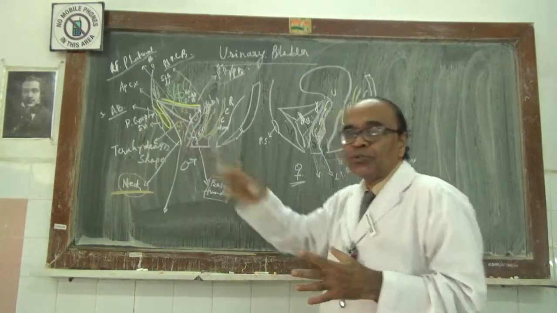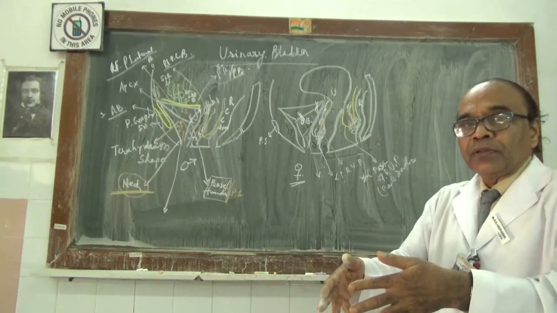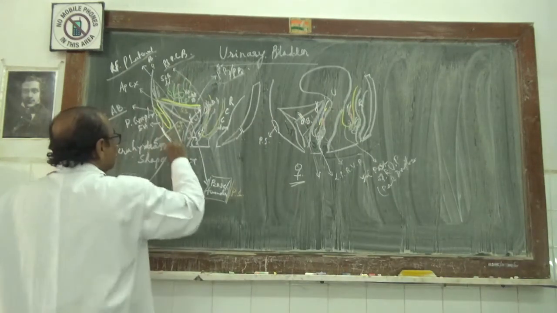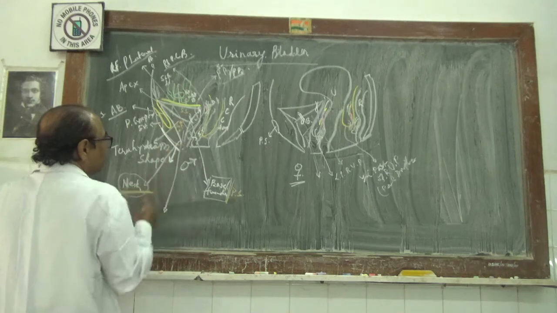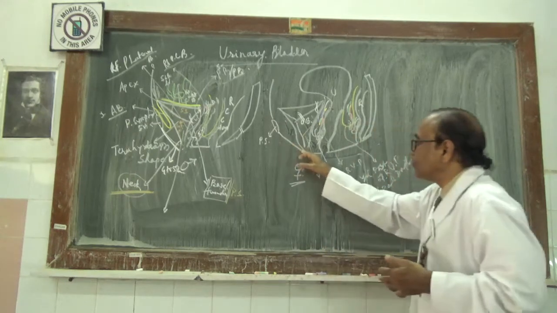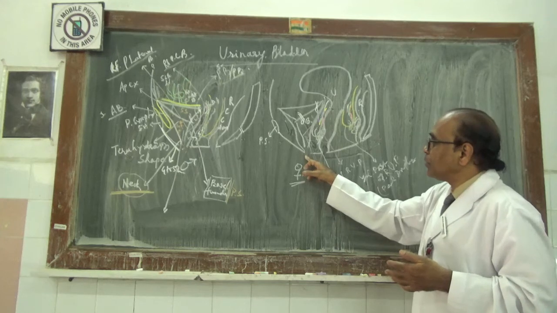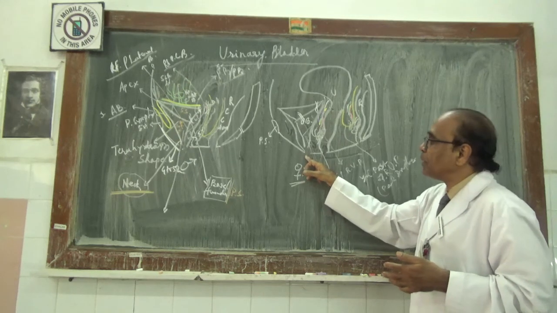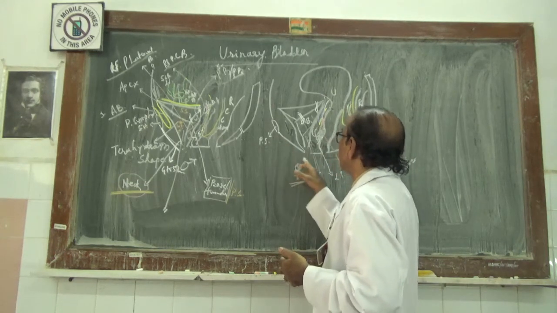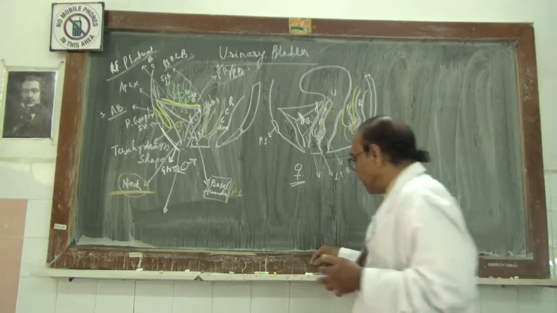In case of male, it opens into the urogenital region in the perineum, at a distance of 4 to 5 centimeters from the pubic angle. But in case of female also, it opens into the urogenital region in the perineum, at a distance of 4 to 5 centimeters, in front of the vagina.